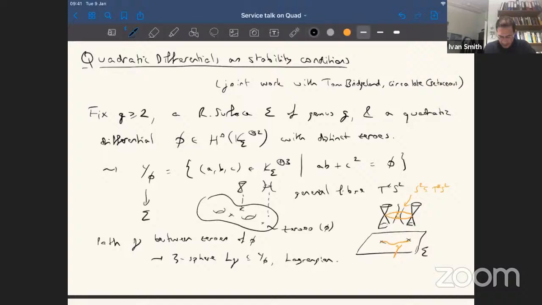So we can consider the three-dimensional CY3 category, the part of the Fukaya category of Y_phi generated by these Lagrangian spheres, as I vary over all possible paths gamma between pairs of zeros of this differential.